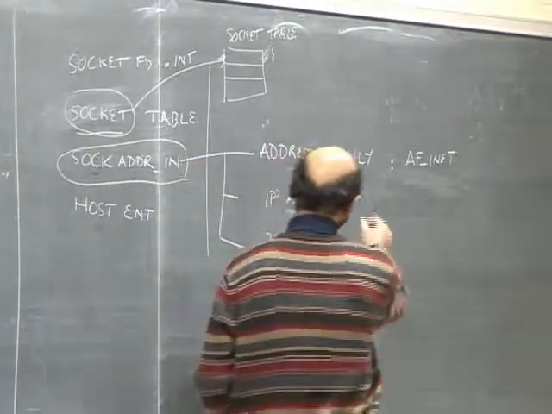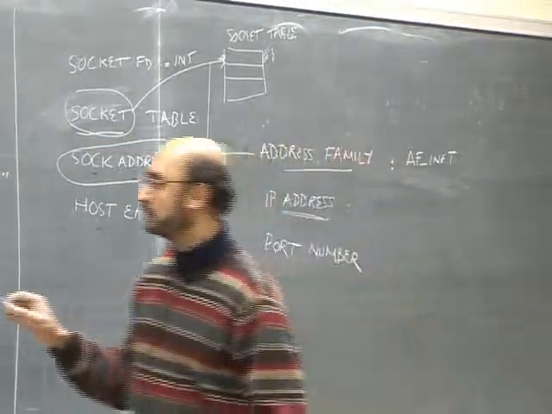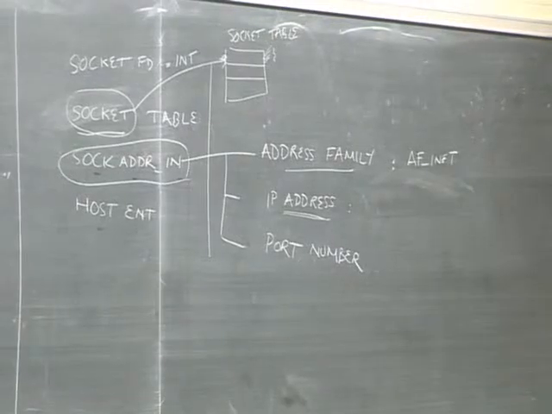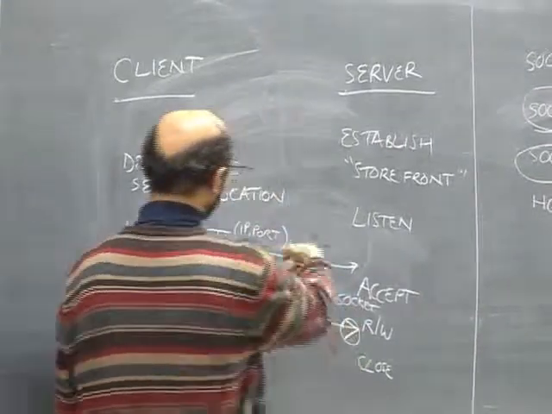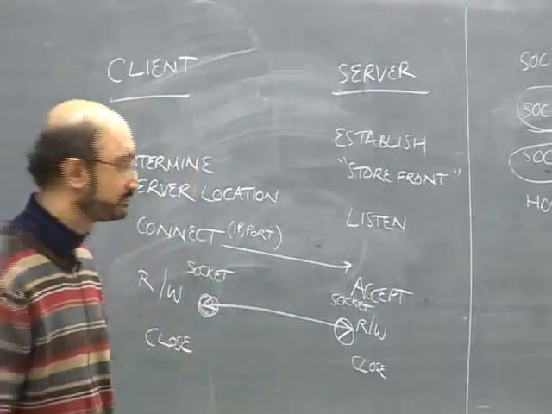The IP address is the address of this endpoint. So we're going to establish a connection. We're going to have to say which IP address and which port we want to connect to. So obviously we're going to have that over here.